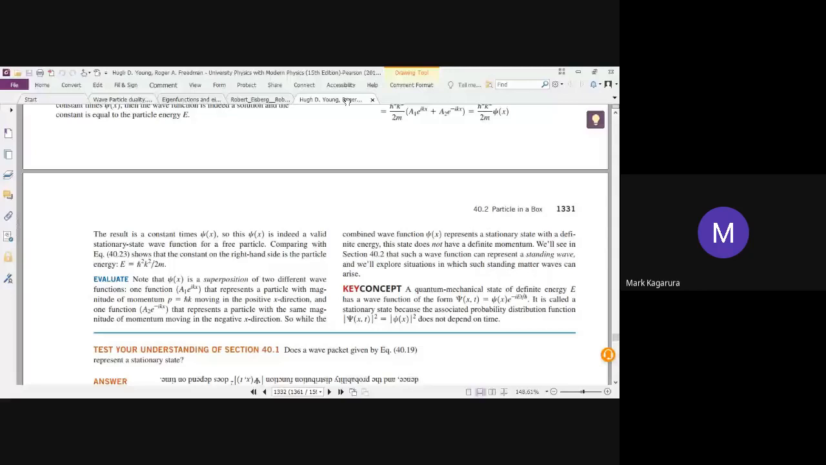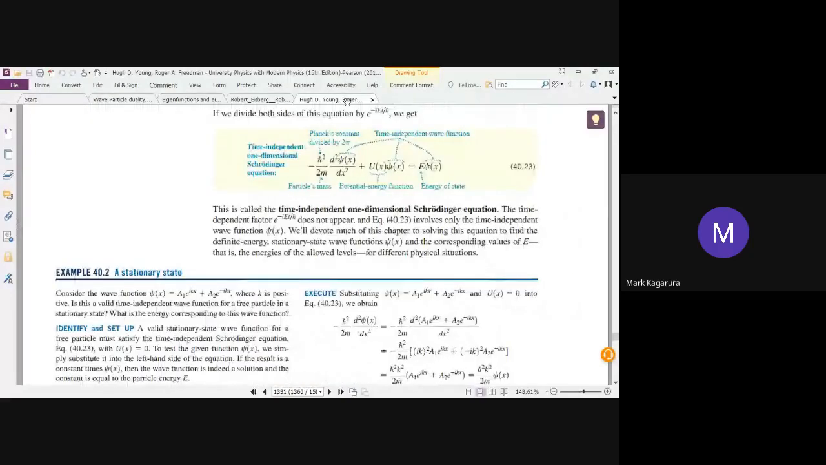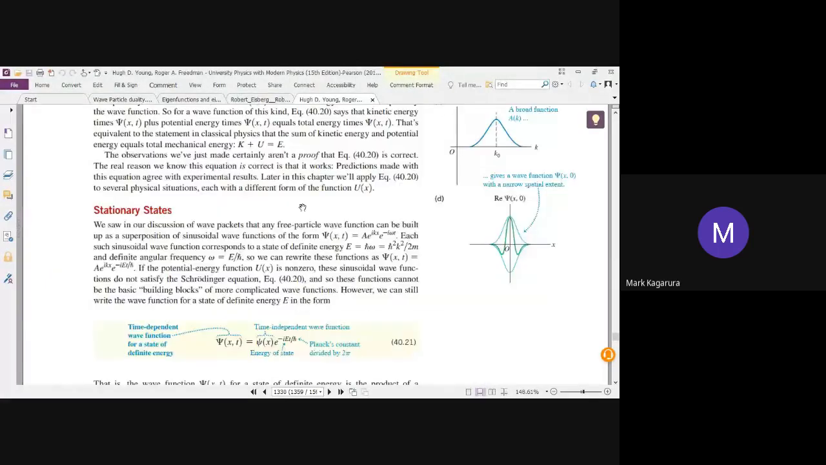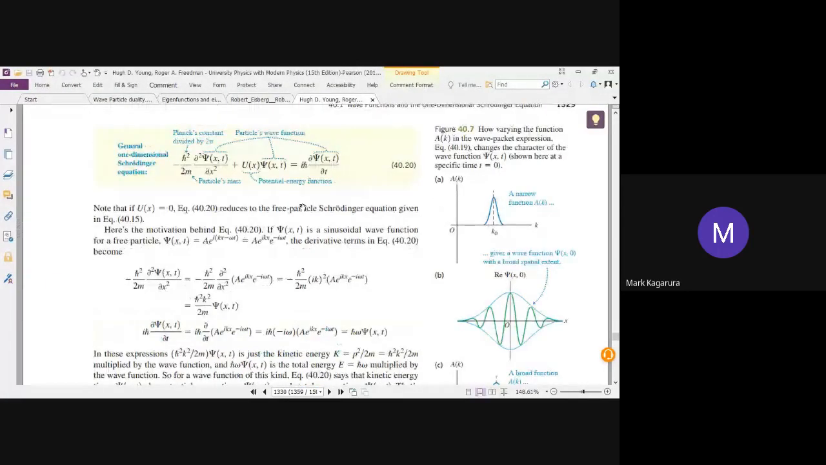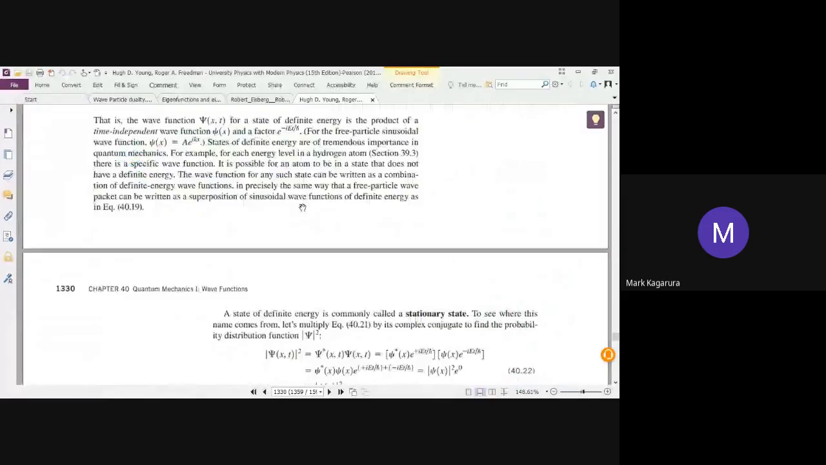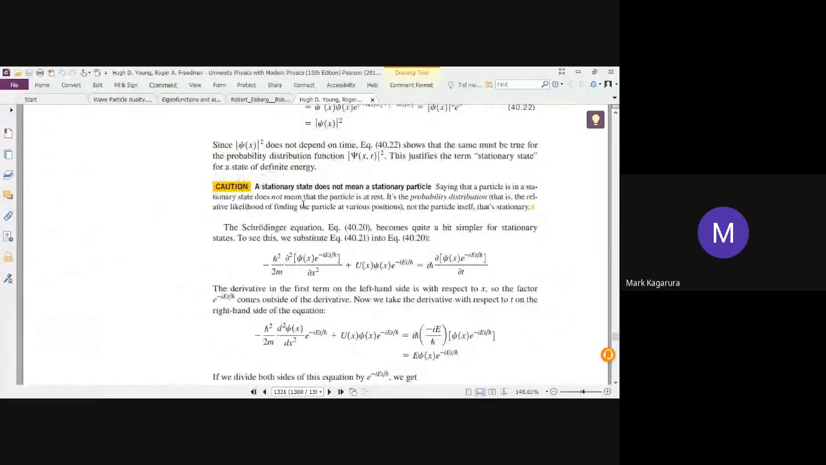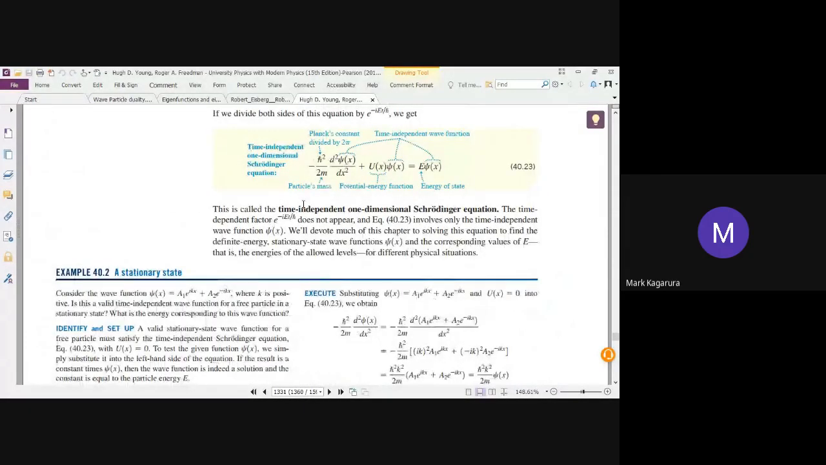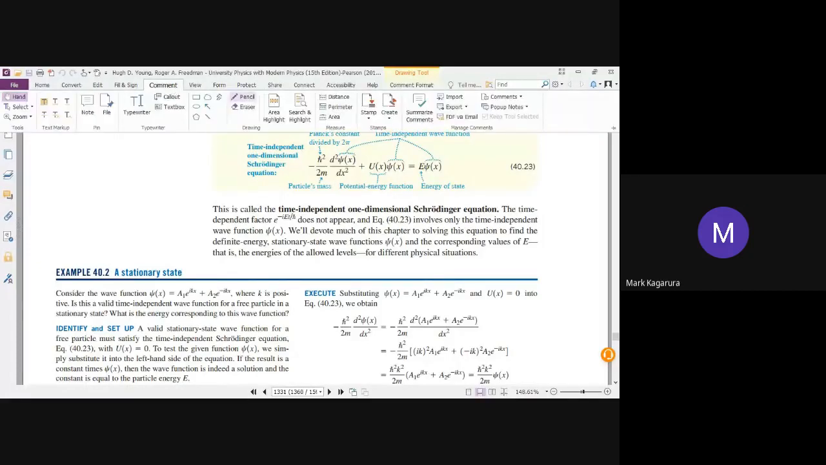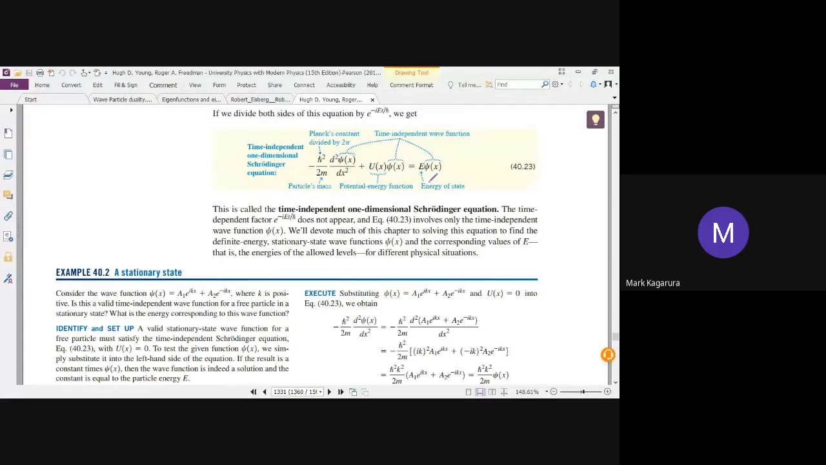Particle in a box. Yeah, after deriving this Schrödinger equation, they go to particle in a box. Of course, we already know what those are by now. So these are time-independent functions. And then that's the energy.